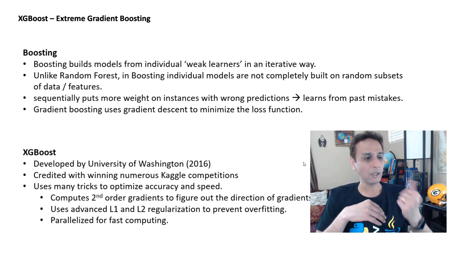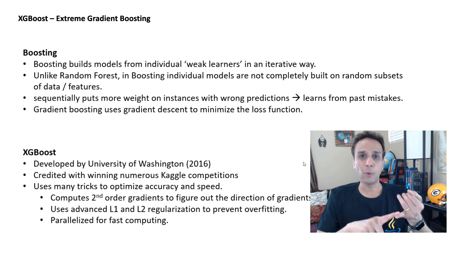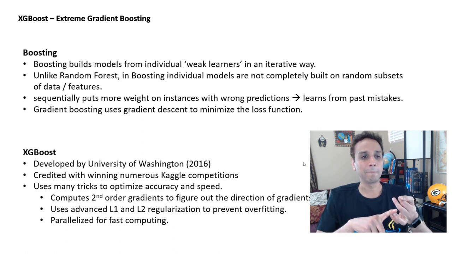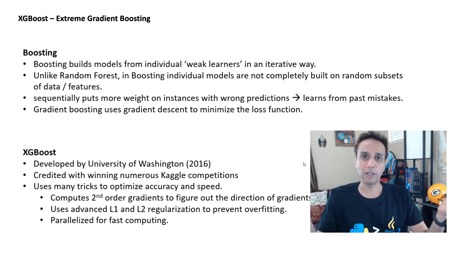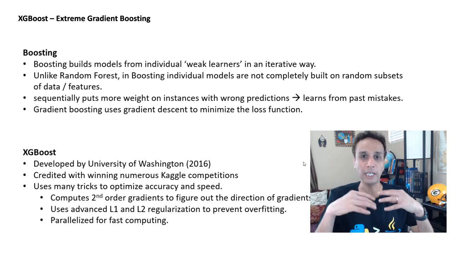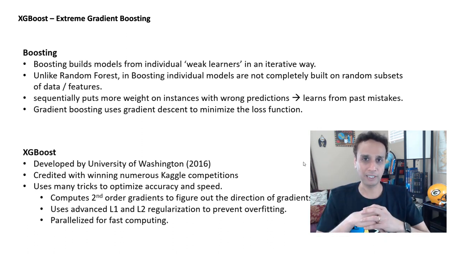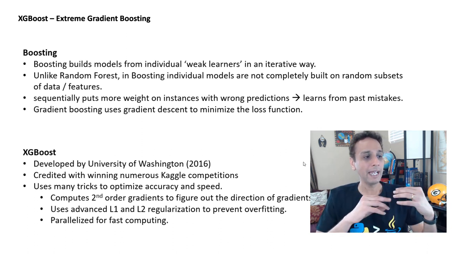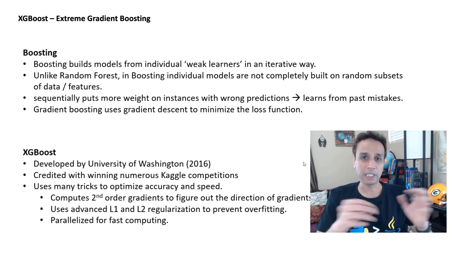And it also uses advanced L1 and L2 regularization. Again, regularization prevents overfitting. In deep learning, we use, for example, dropout as one of our regularization methods. So here it uses L1 and L2 to prevent this overfitting. Random forest, depending on the number of trees and everything, can actually overfit a bit. And L1 and L2 are built into XGBoost, so that's taken care of. And finally, parallelization is the best aspect of this.